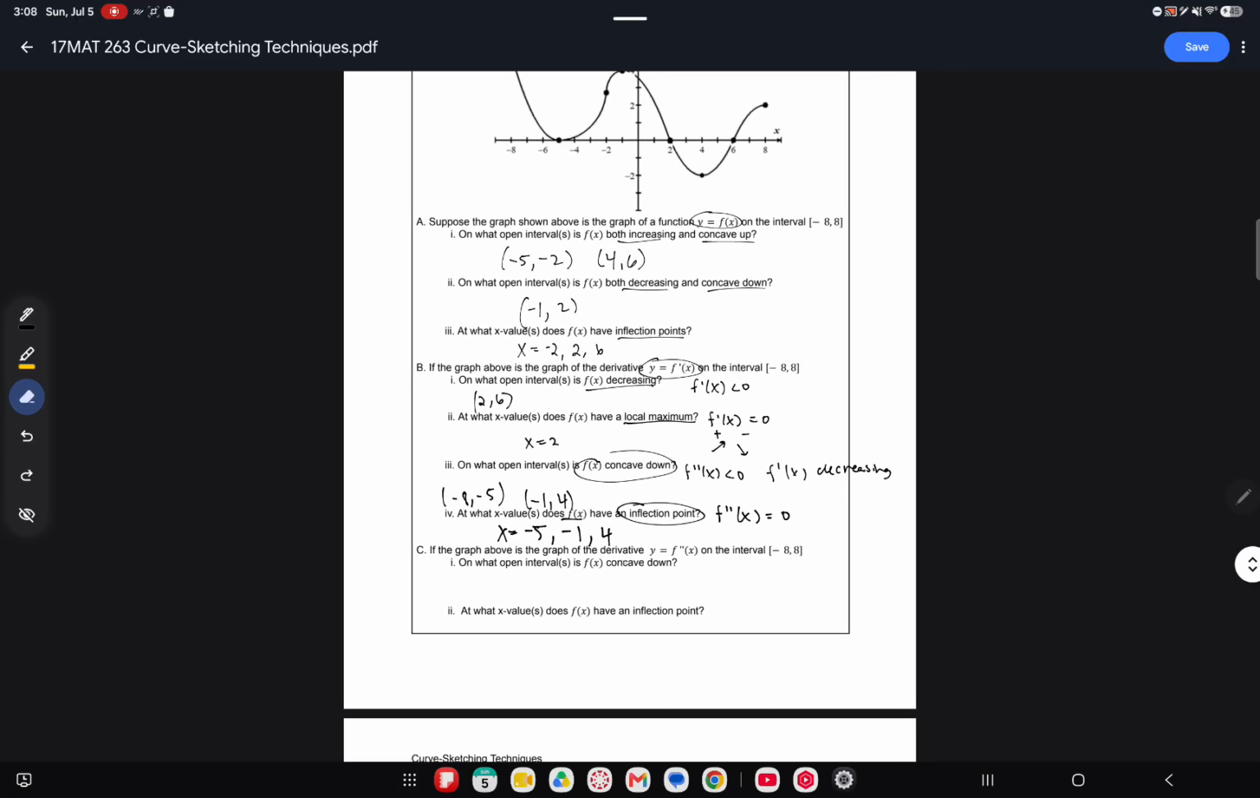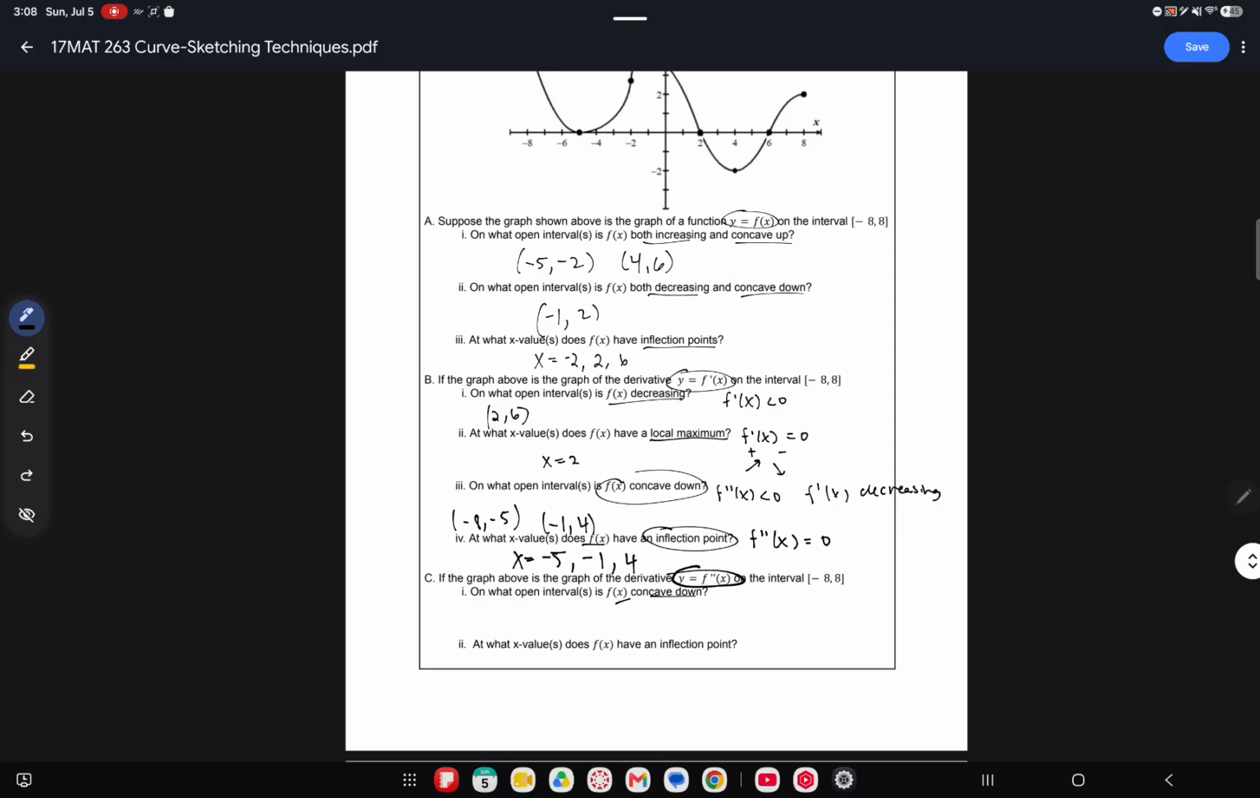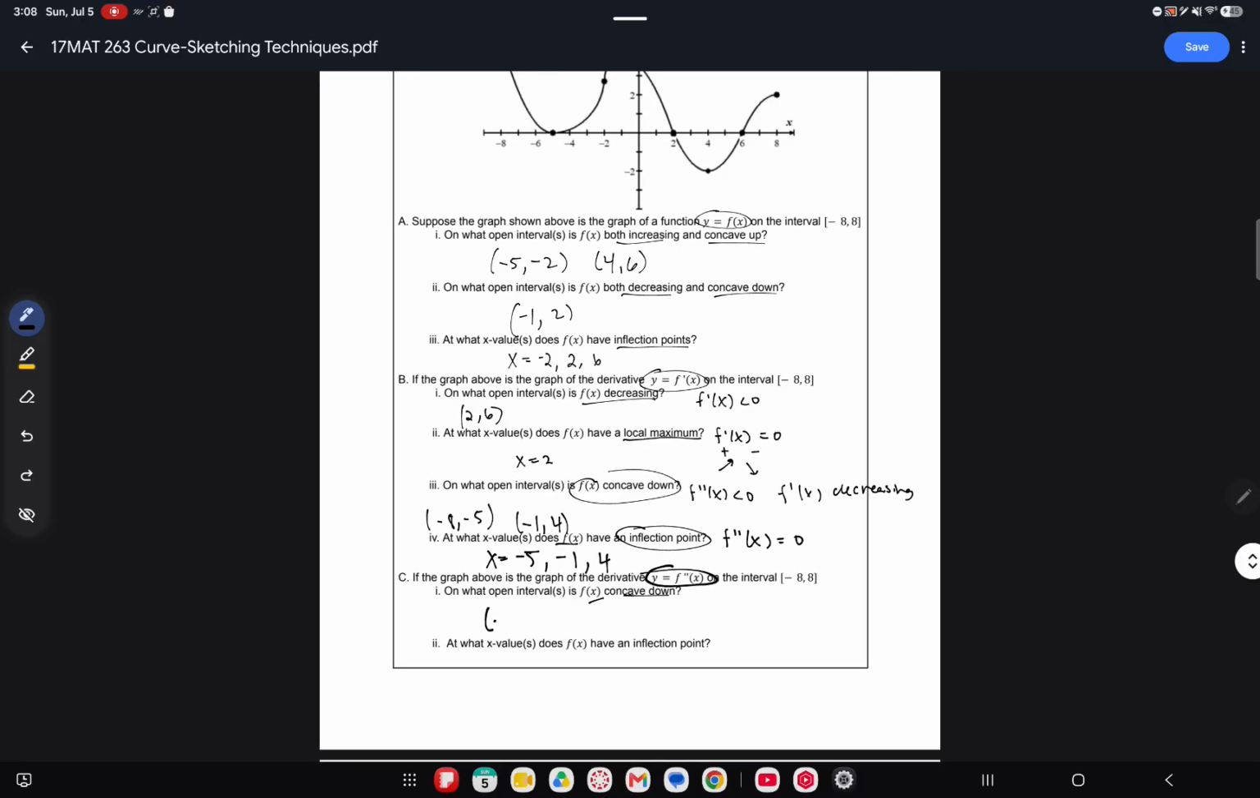All right, now we're going to look at the graph as if it's the second derivative. So, on what intervals is the original function concave down? Well, that's when the second derivative is negative. So, on this graph, we're negative from 2 to 6.